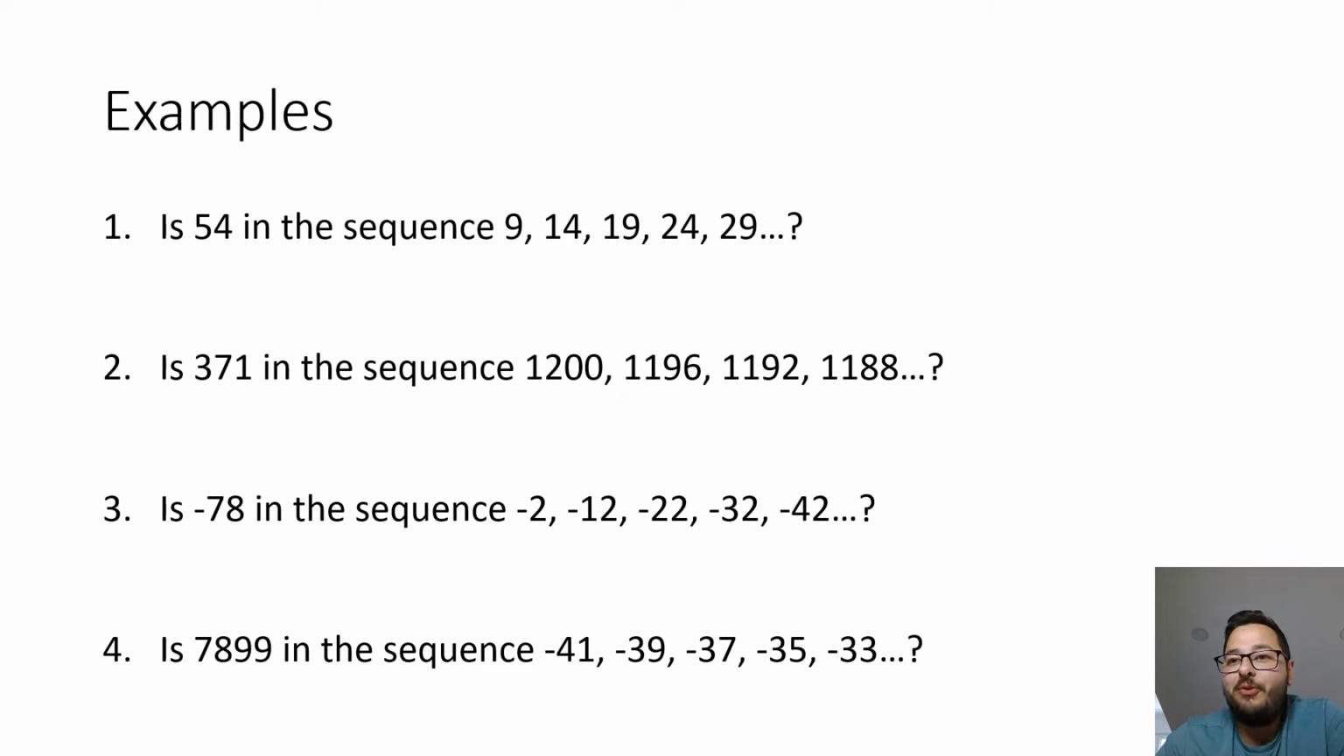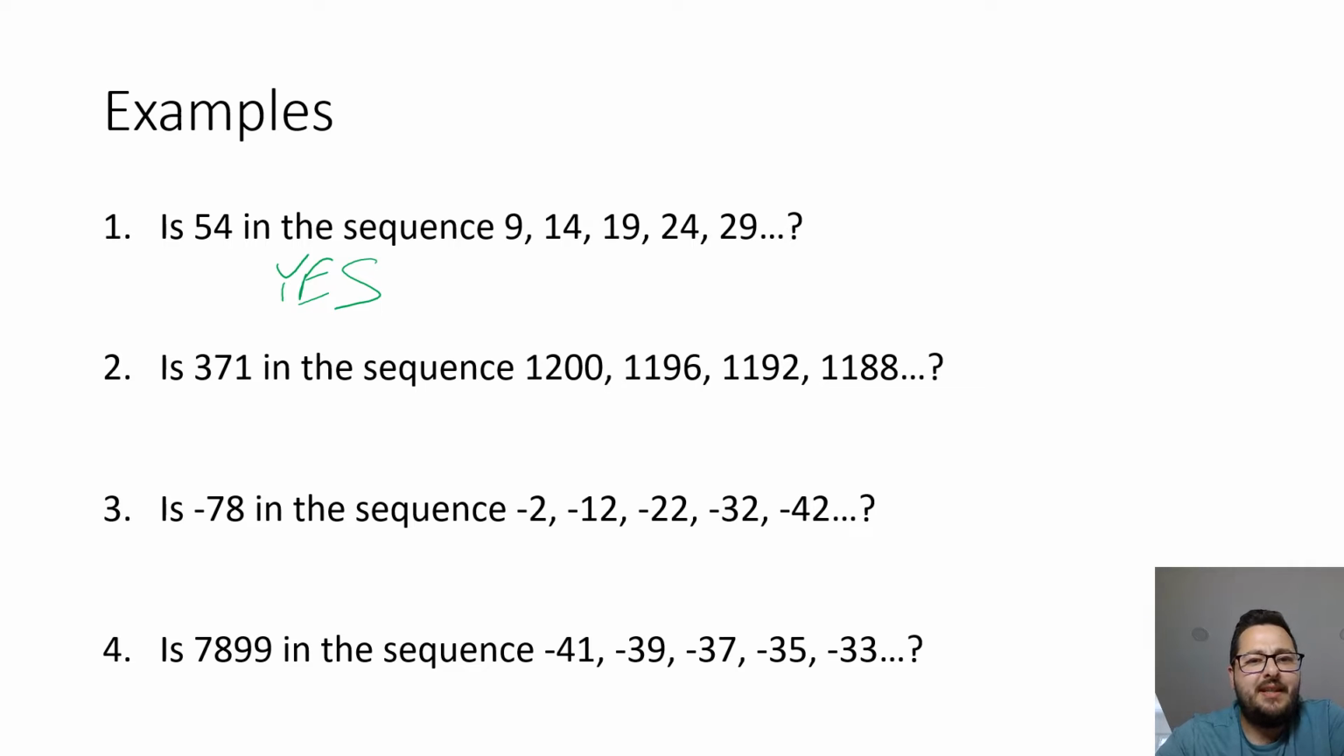So here are some examples. Feel free to pause the video and have a crack at them. Otherwise, we'll just do them together. The first one is: is 54 in the sequence 9, 14, 19, 24, 29? Well, yes. It's not asking us to give a reason, but the reason is it's going up in 5s, so every number will end in a 9 or a 4, so it's definitely going to hit 54.